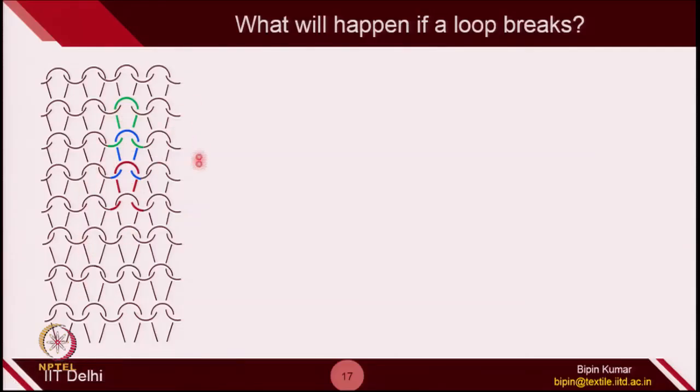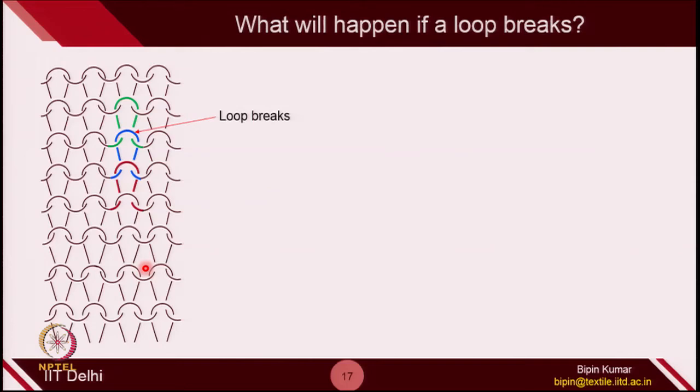Now, let us see how loops are stable in a fabric structure. What will happen if you miss any particular new loop in a particular column? For example, let us suppose you have 4 columns of fabric, okay, and I have shown 3 loops in the same column in blue. Accidentally, let us suppose we cut the blue one, what will happen?